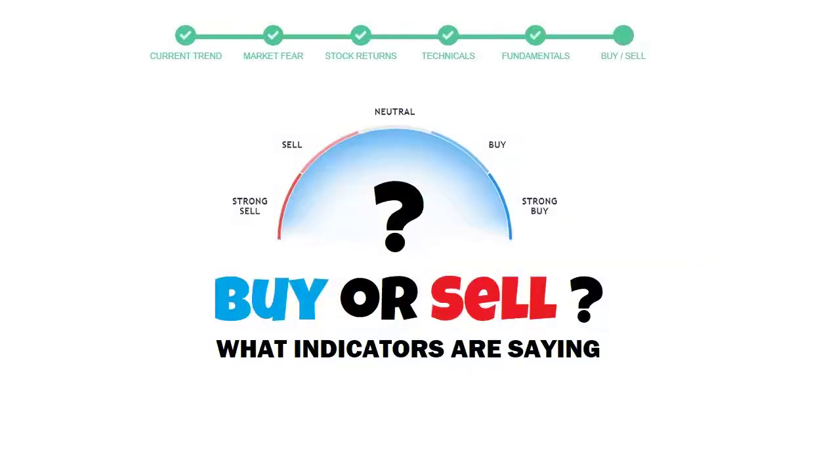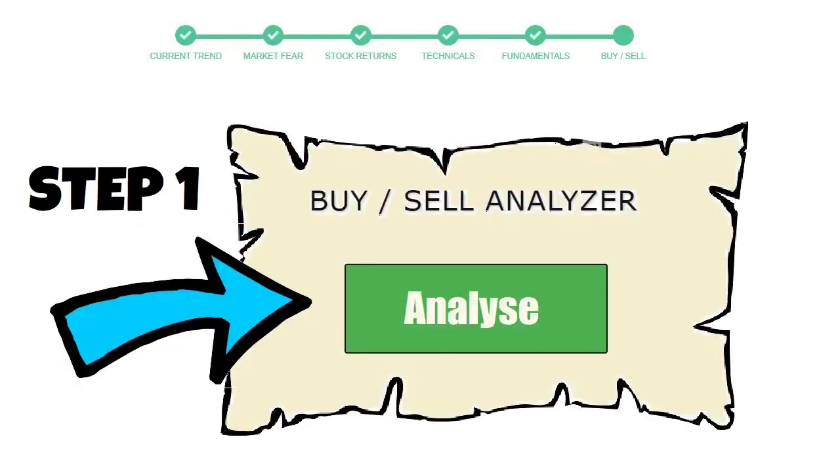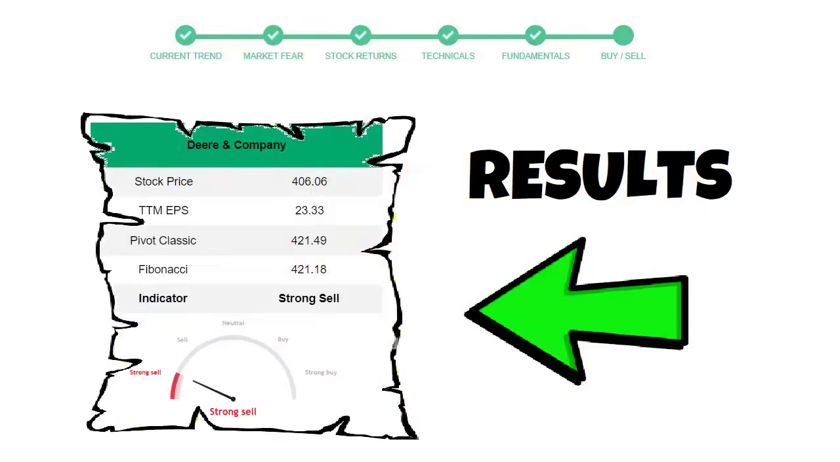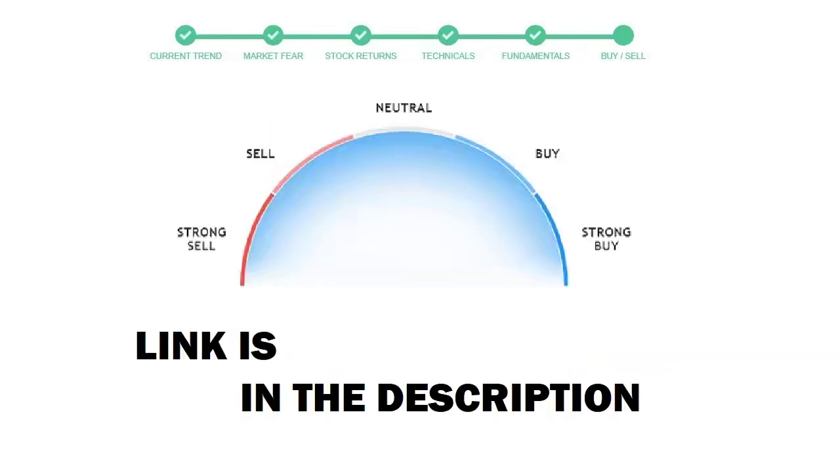To see today's buy or sell decision of this stock, we will use the buy-sell indicator webpage. Just press the Analyze button on the page, and it will calculate all indicators and display today's buy or sell decision for this stock.